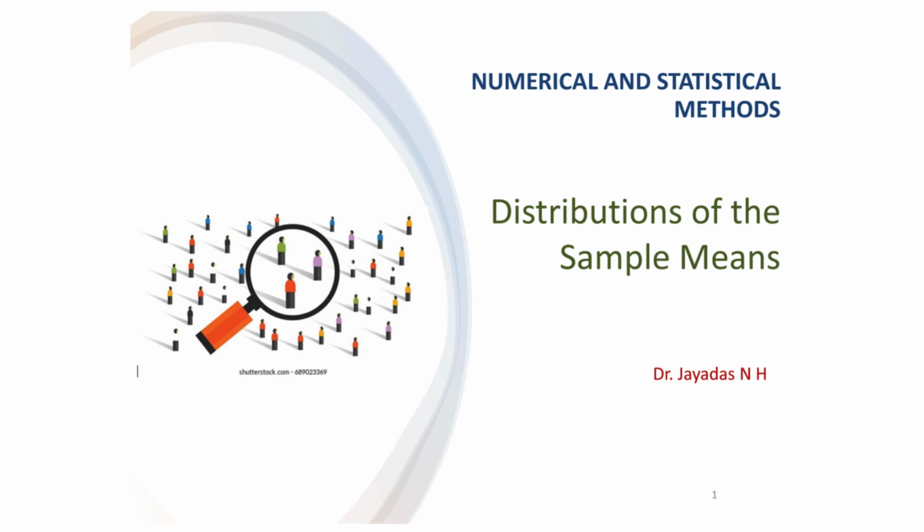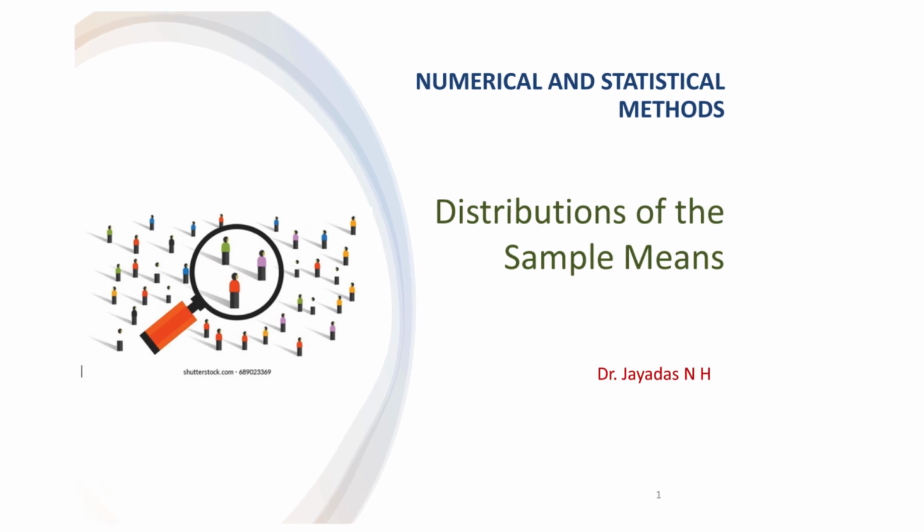Welcome to this tutorial on distributions of the sample means. In this session, we will explore how the distribution of sample means changes with different sample sizes, and how it leads us to one of the most powerful results in statistics, the Central Limit Theorem. Through examples, simulations, and visualizations, we'll see how sample size influences shape, spread, and accuracy in estimating the population mean.